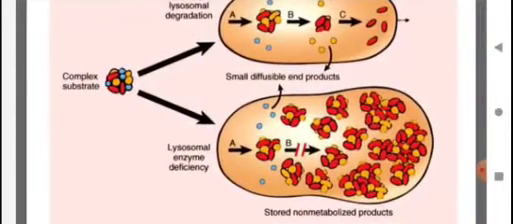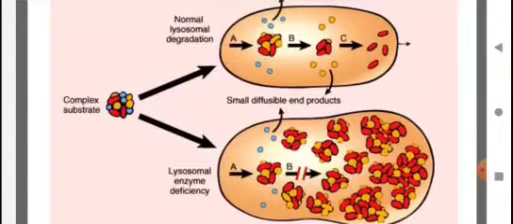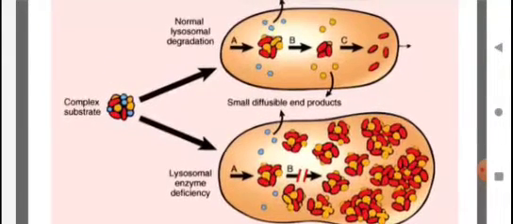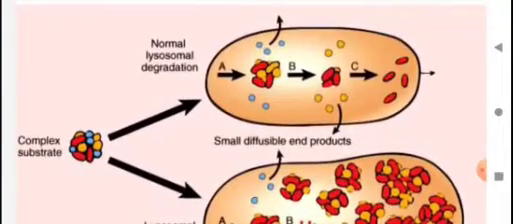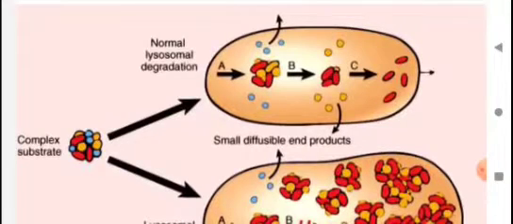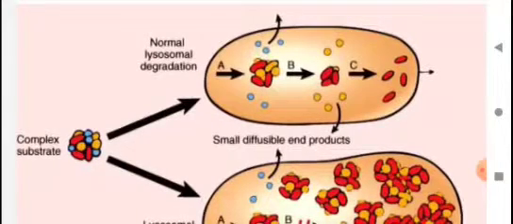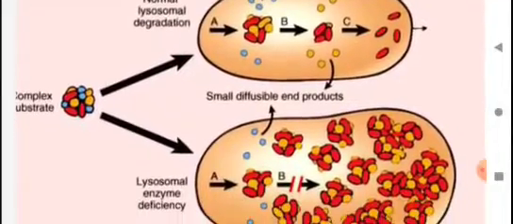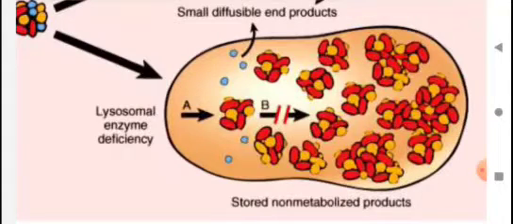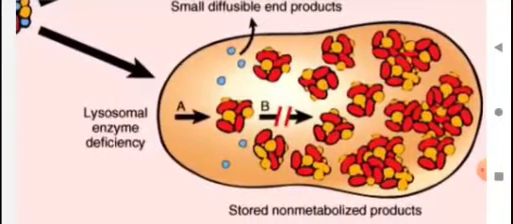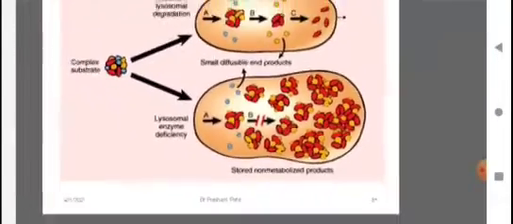So this is the diagram which shows how these soluble substances are degraded in normal lysosome. So here in this you can see by help of various enzymes, these substrates are converted into small diffusible end products and ultimately cleared from lysosome by diffusion. Here in this you can see due to absence of lysosomal enzyme, all these substances are not degraded into end products and they are accumulated within the lysosomes, and these lysosomes are ultimately distended and give rise to lysosomal storage disorder.